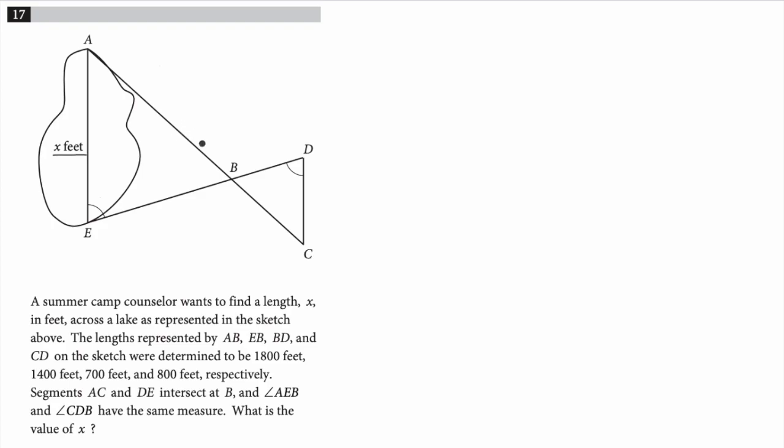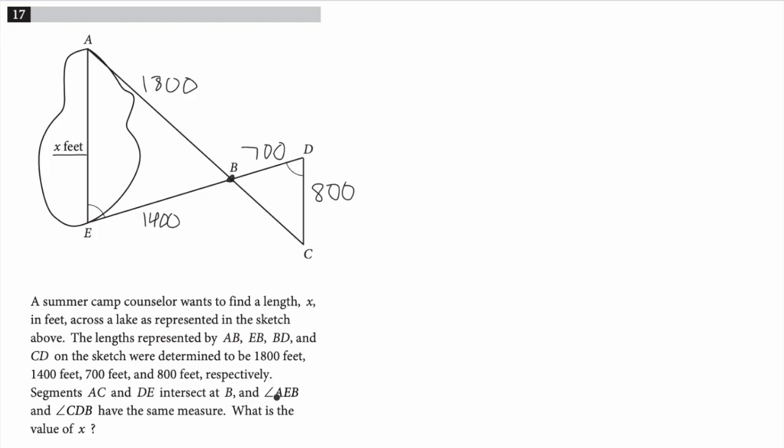First, we'll realize that AB is 1,800 feet, so this is 1,800. EB is 1,400 feet, so this is 1,400 feet. BD is 700 feet. And CD is 800 feet, so CD is 800 feet. And then AC and DE intersect at B. There's an intersecting point right there.